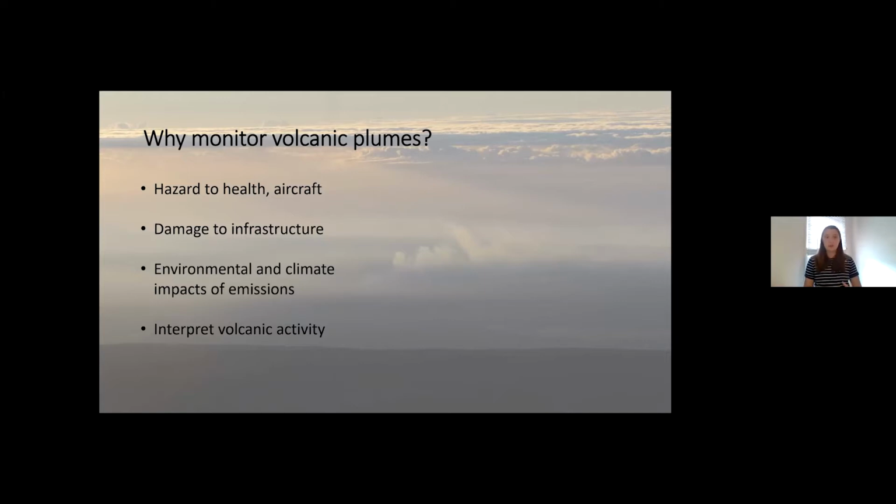These plumes can also cause considerable damage to infrastructure, and then they have a number of different environmental and climatic impacts. And there's a number of different factors which can control the extent of these impacts. For example, the volcano's location, the magnitude of the eruption, and the height of that eruption as well. And in addition to this, making measurements of volcanic plumes, in particular looking at the volcanic gases, can give us some insight into volcanic activity and potentially give us some information on what's happening within the magmatic system itself.